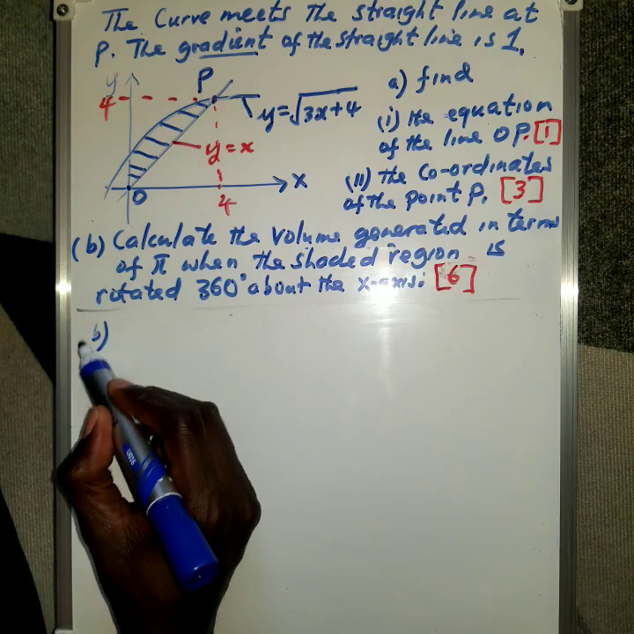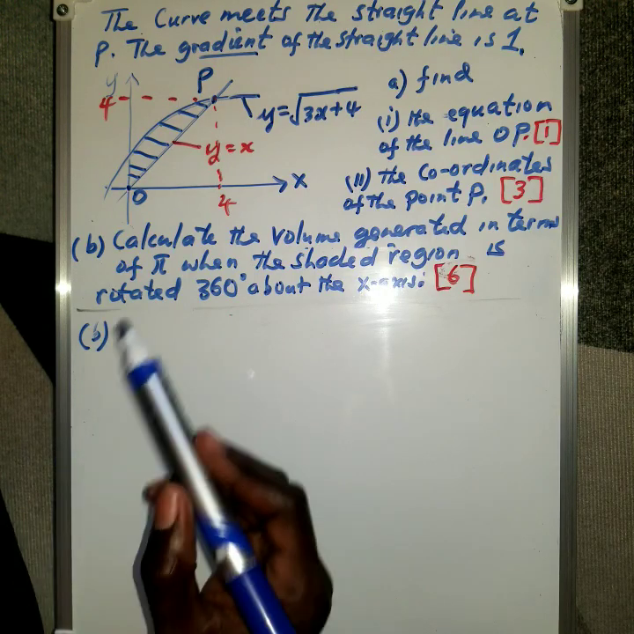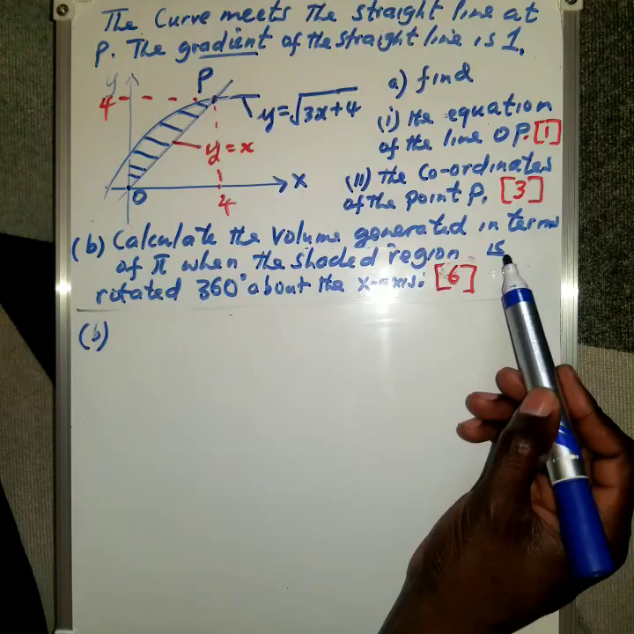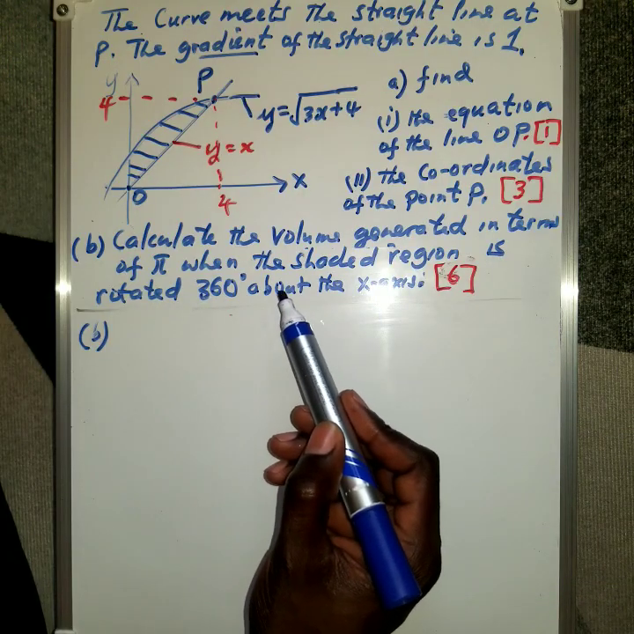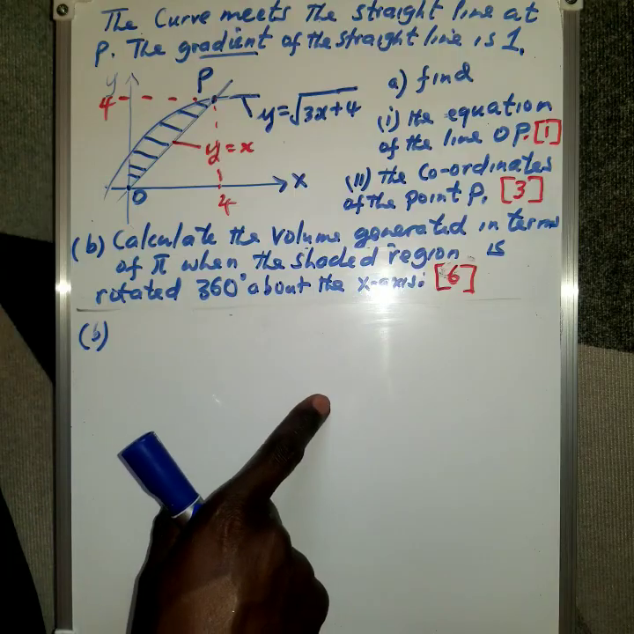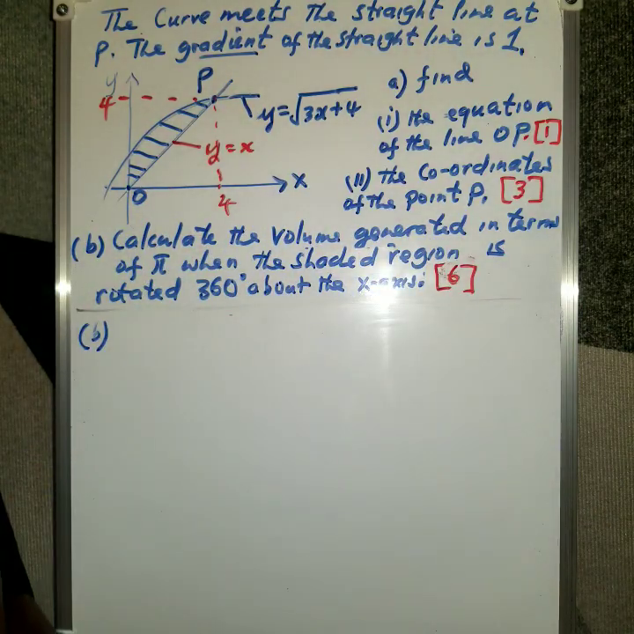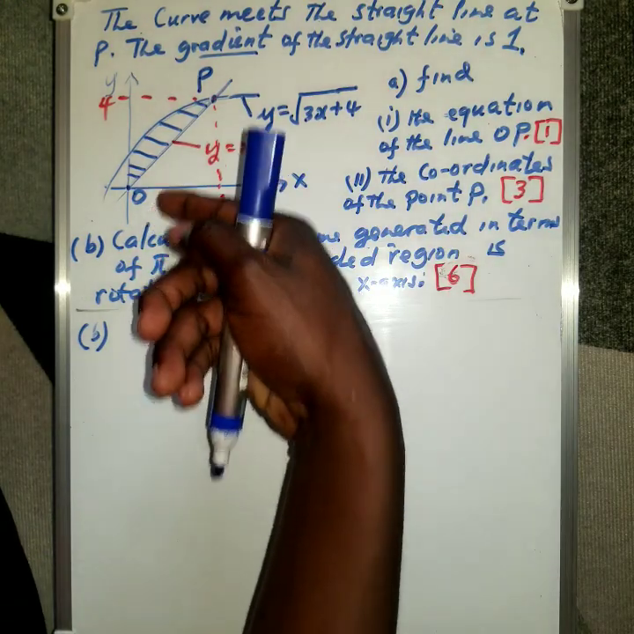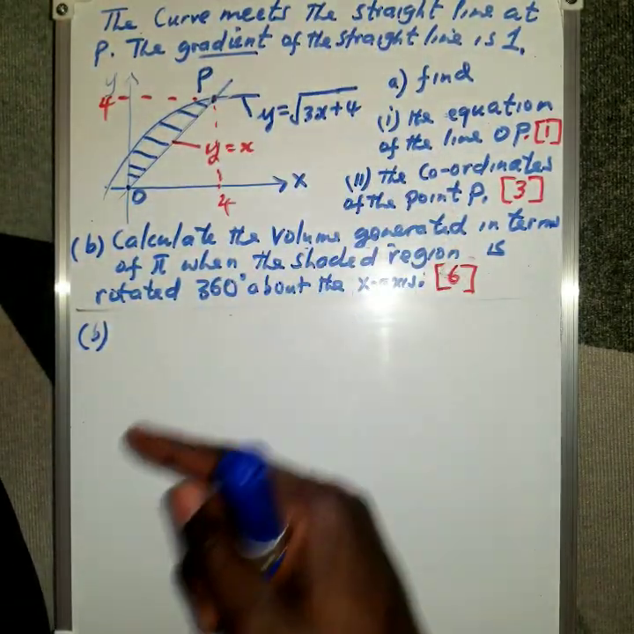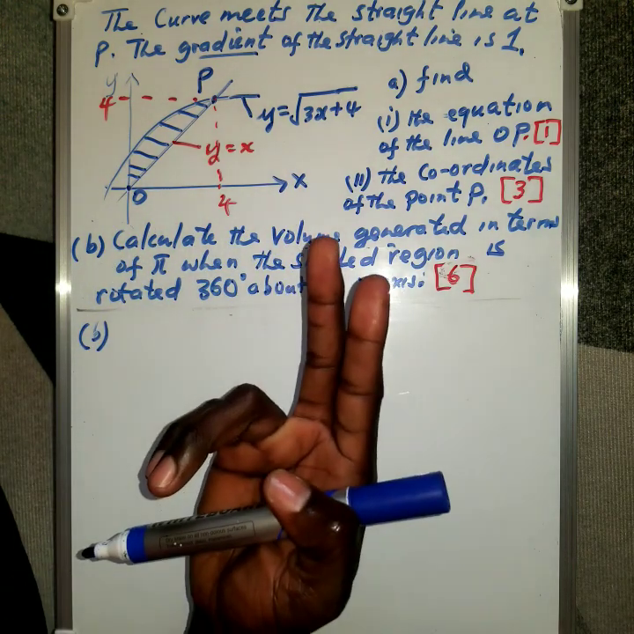Let's look at the B part there. According to the B part, it says calculate the volume generated in terms of pi when the shaded region is rotated 360 about the x-axis, so as to form a solid of revolution. Again, I just eliminated what is redundant because of my space. But the idea is that they want us to find the volume when this shaded region is rotated 360 about the x-axis.